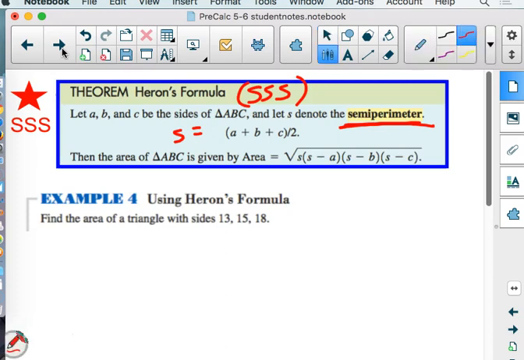So example 4 says we're going to use Heron's formula, which it shouldn't have said because we want to be able to know we need that. But I look at this and I see they've given me side, side, side. That is Heron's formula. So notice the S's. We need to find another S. We need the semi-perimeter. So we're going to need to know what 13 plus 15 plus 18 divided by 2 is in order to do this easily with Heron's formula. So go ahead and calculate that.